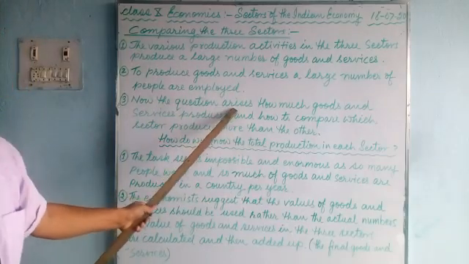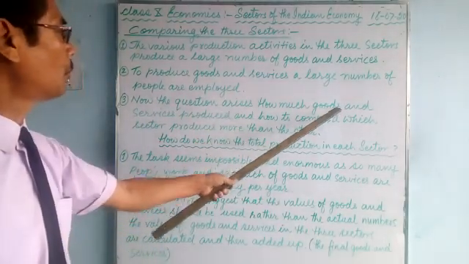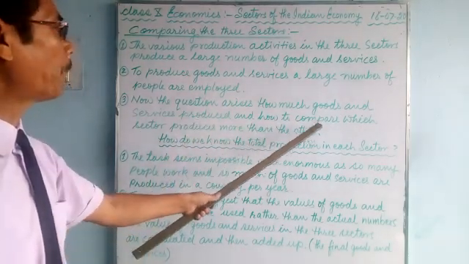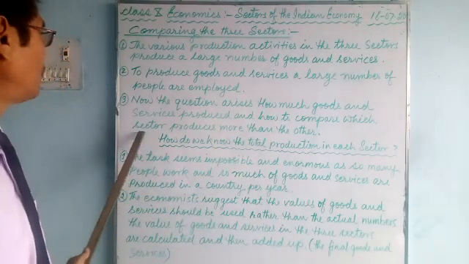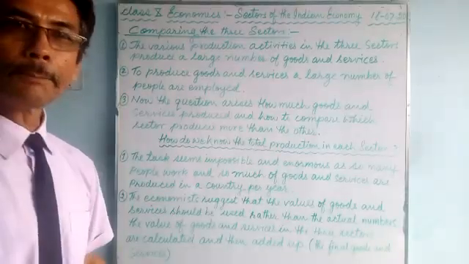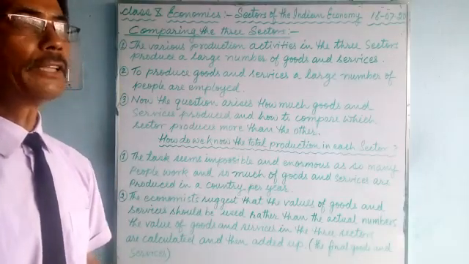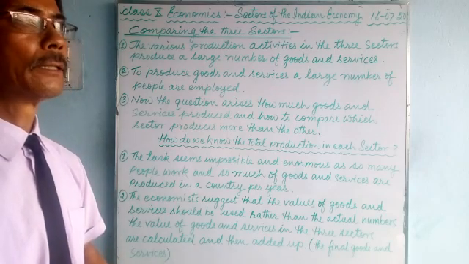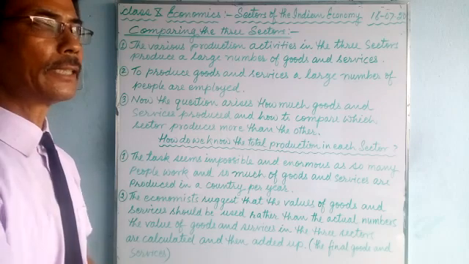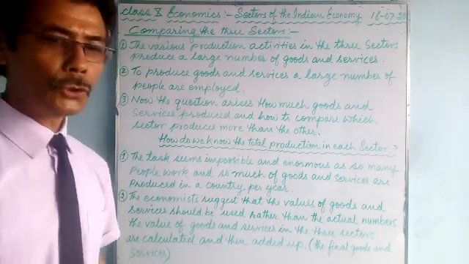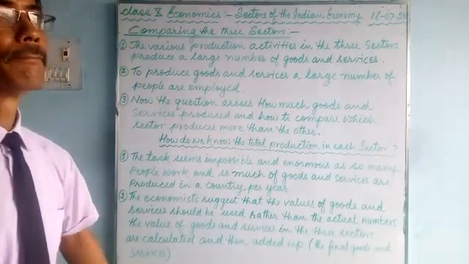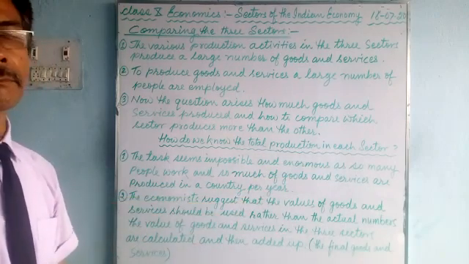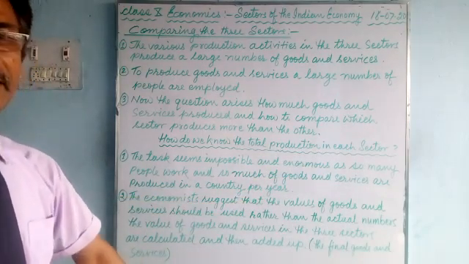Now the question arises: how much goods and services are produced, and how to compare them? Which sector produces more than the other? Even the number of people varies. In certain sectors more people are engaged, in certain sectors fewer people are engaged. So you can see it's quite difficult to compare. How do we know the total production in each sector?